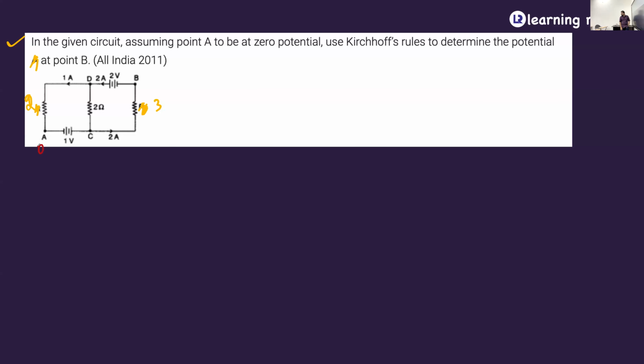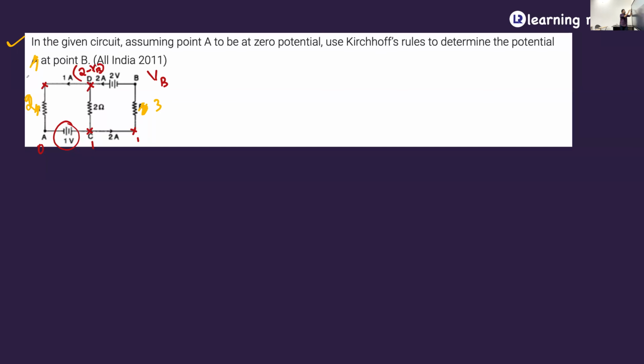You take this point to have 0 potential. So there is a cell here. The cell's lower potential is connected to point A. If that point is taken to be 0, what will be the potential of point C? VC minus VA will be 1. So this point is also 1, because there is a wire. Let me take this to be VB. Then how much will this point be? It will be 2 minus VB.